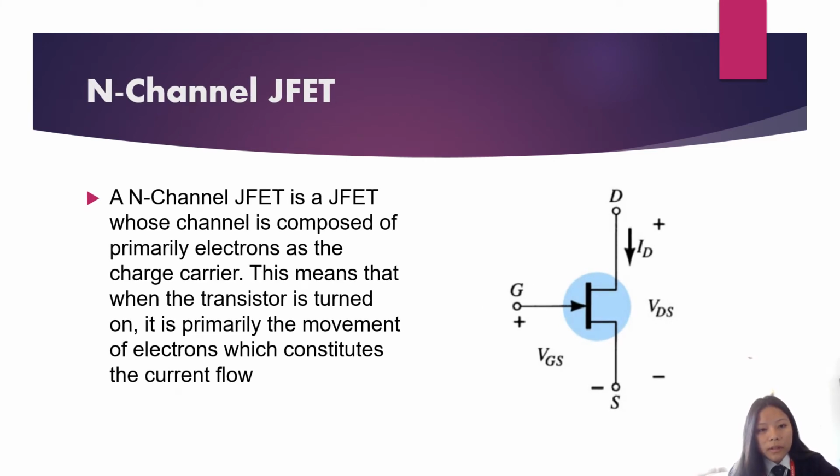As I have said earlier, there are two types of JFET, that is N-channel JFET and P-channel JFET. Now let us see what is N-channel JFET. An N-channel JFET is a JFET whose channel is composed of primarily electrons as the charge carrier. This means that when the transistor is turned on, it is primarily the movement of electrons which constitutes the current flow. Here G is gate, this is drain, and this is source.